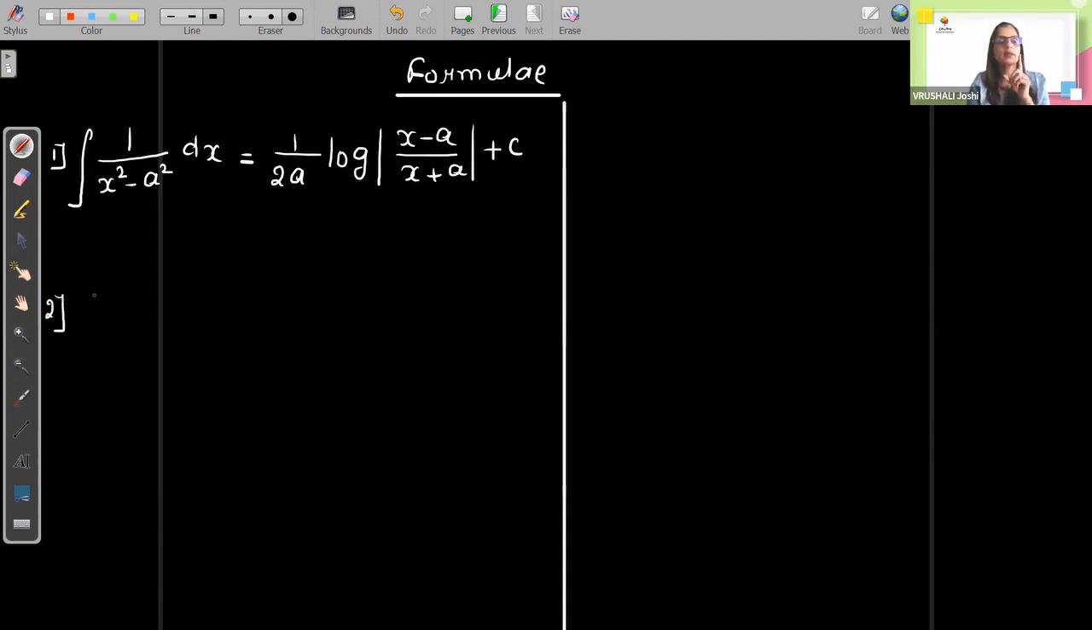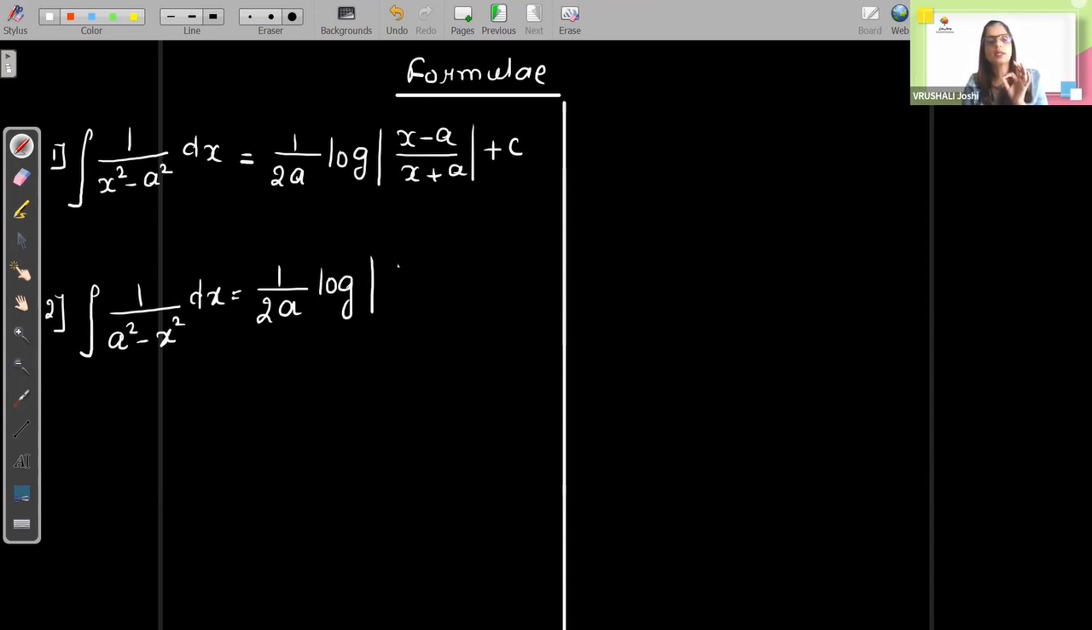Second, this is integration of 1 by a square minus x square, a यहाँ पे एक कांस्टेंट है, करेक्ट. dx, this is equal to 1 by 2a log of modulus a plus x. a plus x ले लो या x plus a ले लो, it's one and the same. a plus x by a minus x plus c.